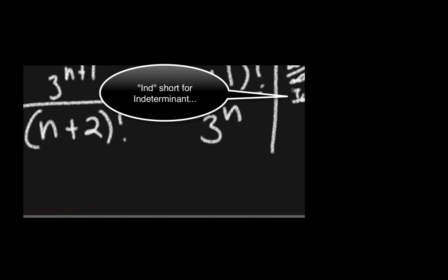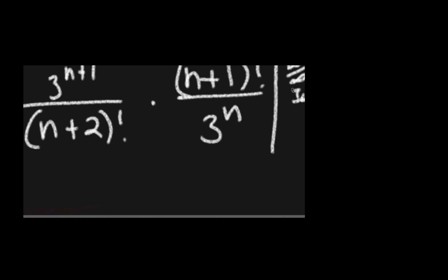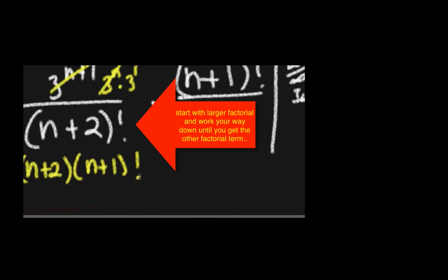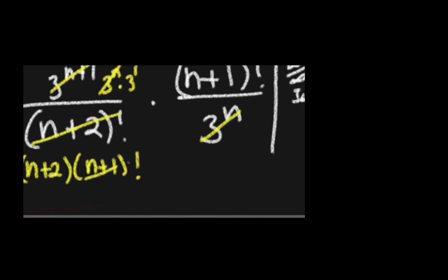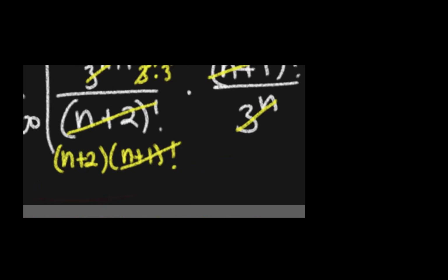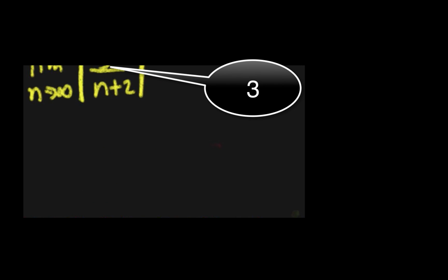Do you see any algebra we can do? You can take the 3 to the n. Okay, good. So this was 3 to the n times 3 before we used our exponents. So that can cancel with that. Anything else? That n plus 2 factorial can be n plus 2 times n plus 1 factorial. Very good. You start with the larger of the two, and you work your way down till you get to the next one, and you're like, oops, that is the same thing as that, so they can cancel. So we're left with, okay, what do I do next?